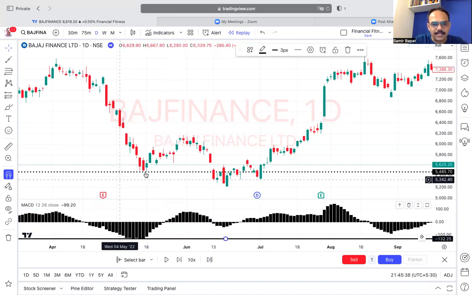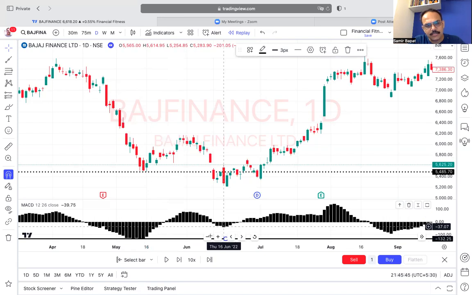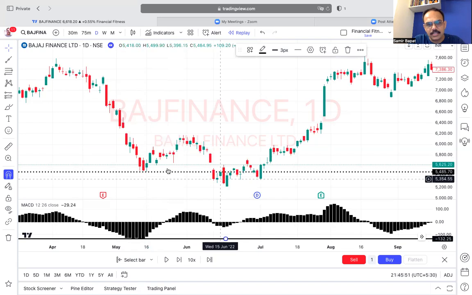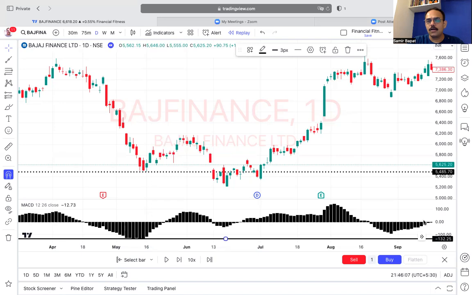Okay, this price has come till here, but subsequently the price has gone down further, but the histogram is here. It has not come to the same level. So this price and this price is lower, but the histogram below zero line is higher. So there is a divergence. This is called divergence. How many of you have understood that divergence? Can I have yes from all of you? Yes, sir.